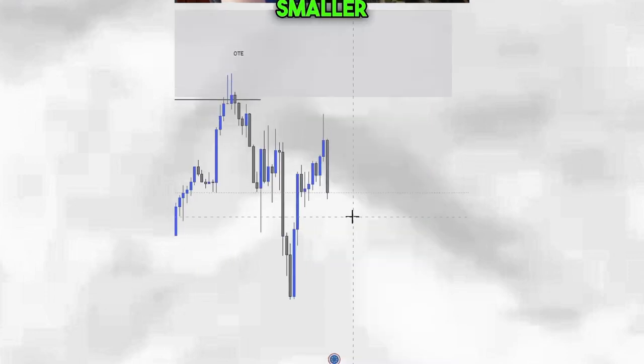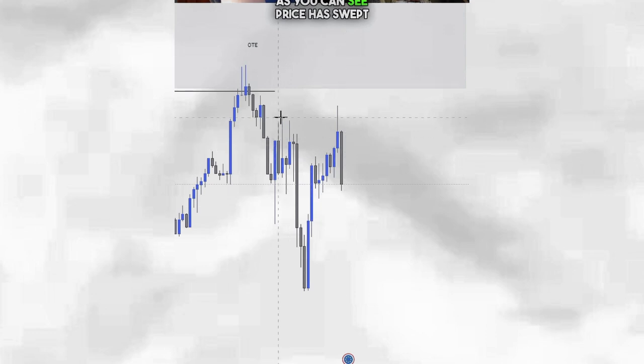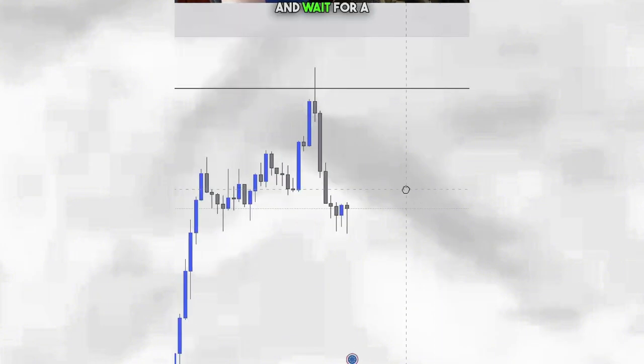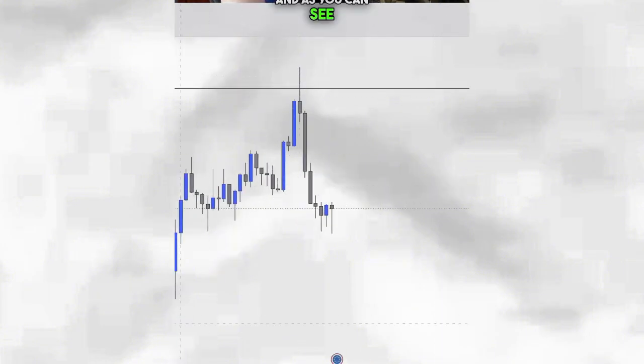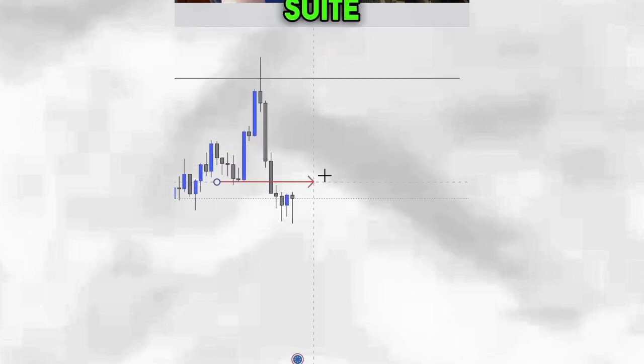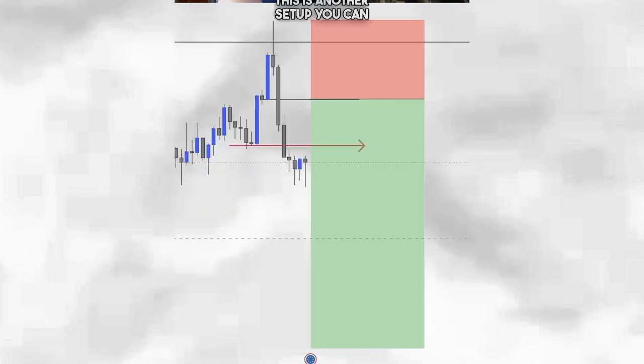You then need to go to a smaller time frame. As you can see, price has swept above this liquidity at the start of the New York session and displaced lower. So all I'm going to do now is go to a smaller time frame and wait for a reaction once again to go lower. And as you can see, we had the liquidity sweep. This is the displacement lower. This is another setup you can take because it is giving you extra evidence that your bias is playing out from the higher time frames which we originally spoke about.